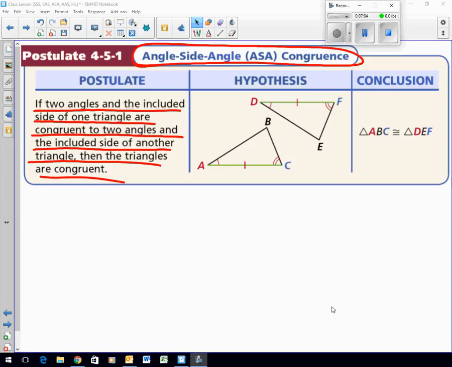Okay. All right. So look at their example. You'll see that side AC is between angles A and C. Side BF is between angles D and F. If two of the angles are congruent and the included side is congruent as well in two different triangles, that means that the triangles are congruent.